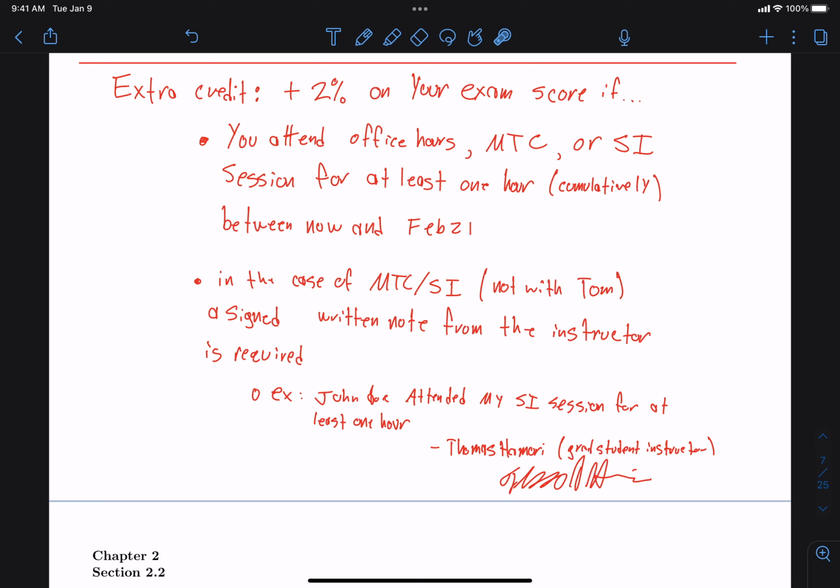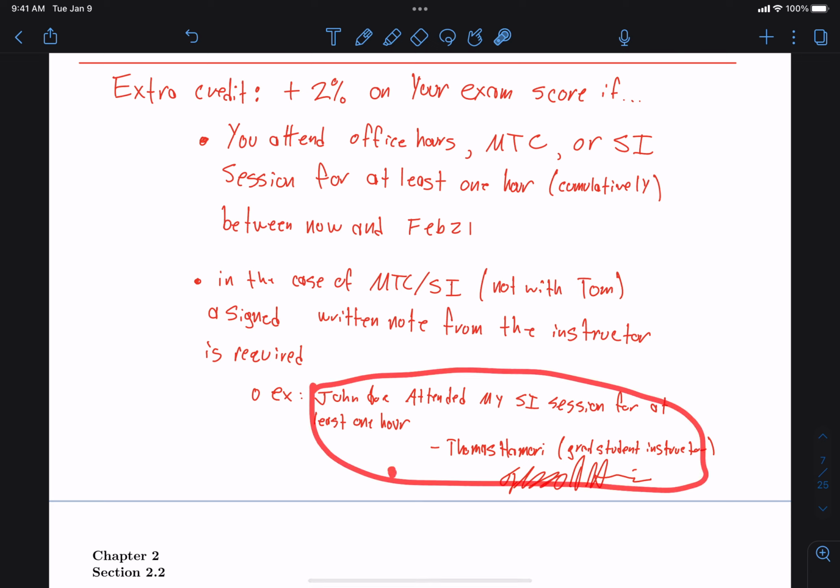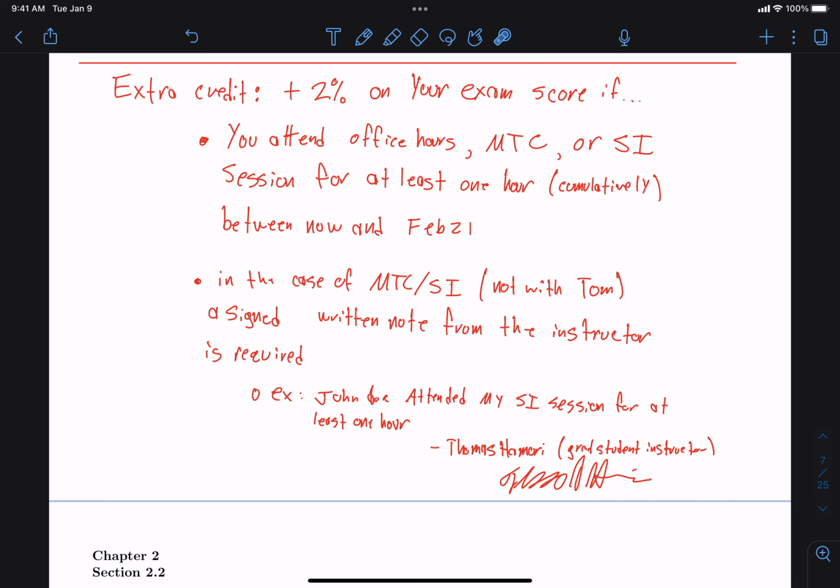But if you go to Jacob, or if you go to the Math Tutoring Center, or you go to another SI, then have them write you a note that says, okay, John Doe attended my SI session for at least 1 hour, and then their name and their signature and who they are, in terms of what they are, like an SI, grad student, instructor, whatever. If you get that note and turn it in to me, then I'll give you plus 2% on your exam score for your coming up exam. Sound good? All right, cool. Any questions about the extra credit?